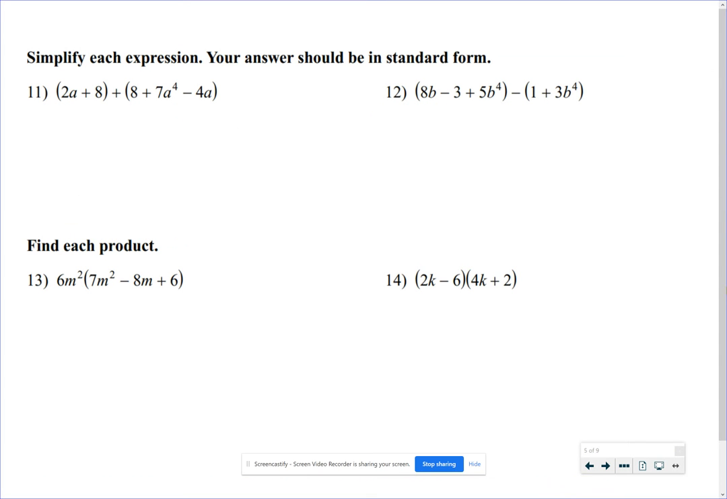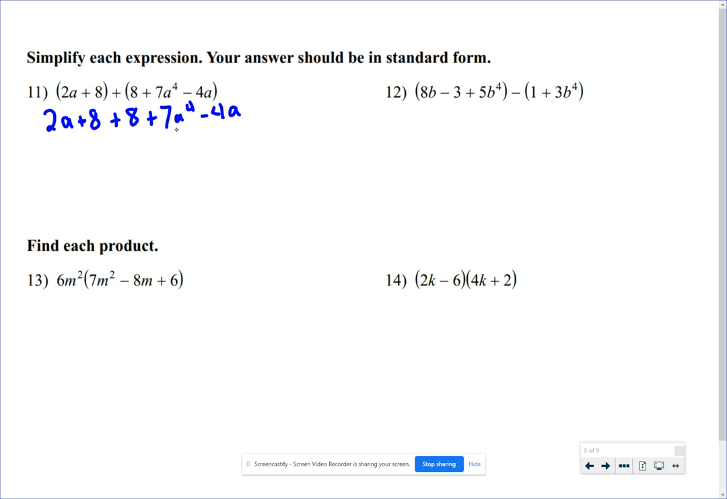All right, we are now going to look at numbers 11 through 14, the polynomial addition, subtraction, and multiplication. So number 11, we are adding. Look at that plus sign right there. So we're going to add. So I'm going to remove the parentheses. Parentheses aren't doing anything other than grouping my terms.